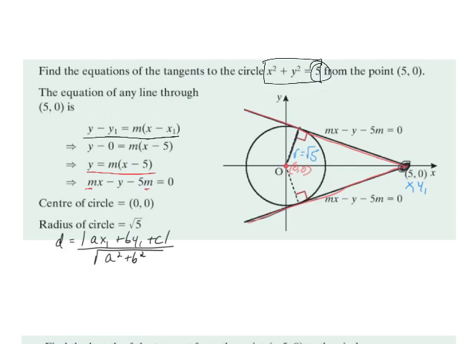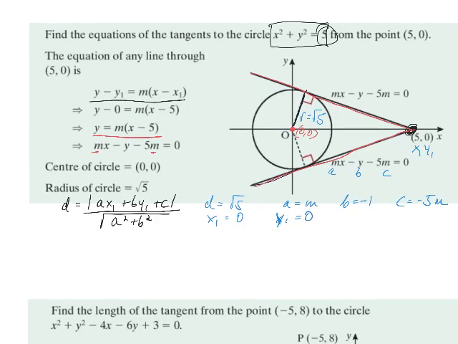So now what is our d? Our d would be the radius, so d is root 5 because it's the same as the radius. Our a, b, and c: our a is m, our b is minus 1, and our c is minus 5m. And then we have our x1, which is from the center, which is 0, and our y1, which is also 0. So now we put it into the equation.